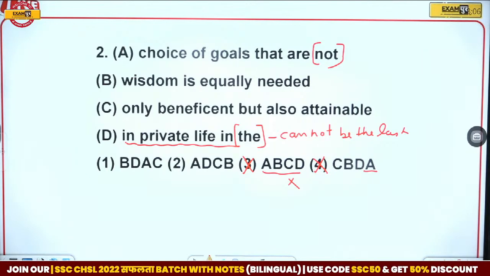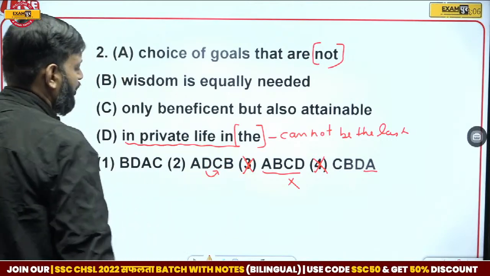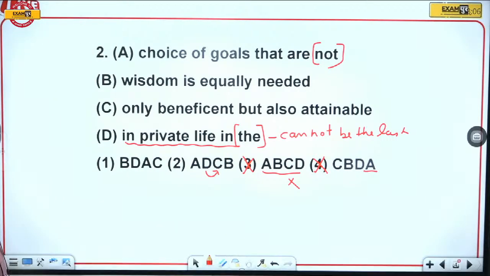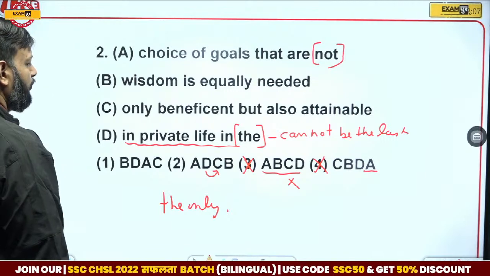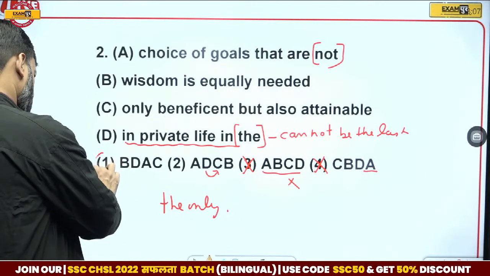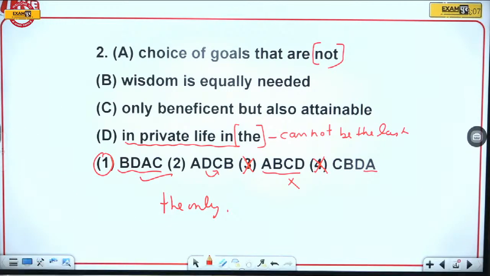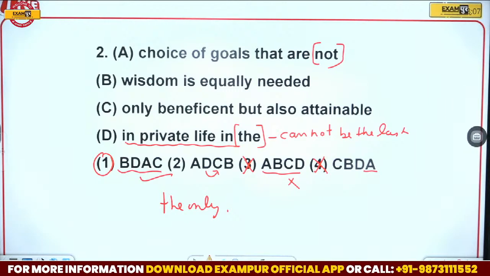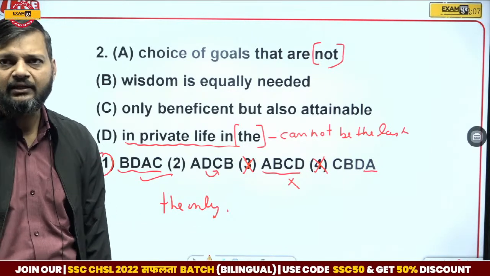So, choice of goals that are not in private life in the only. See here, D is followed by C in option number 2. So 'the' cannot be followed by 'only'. Okay, 'the only beneficent'. So here BDAC is the right answer. Wisdom is equally needed in private life in the choice of goals that are not only beneficent but also attainable. So BDAC is the right answer.